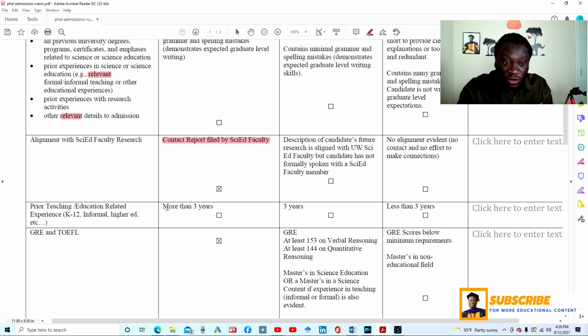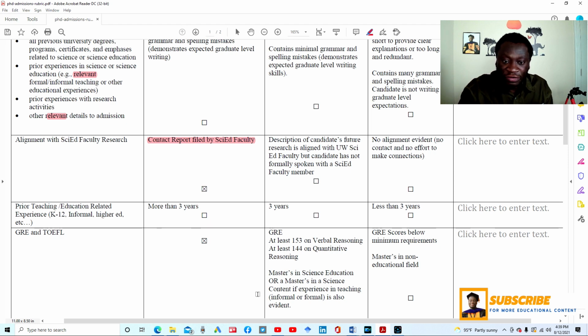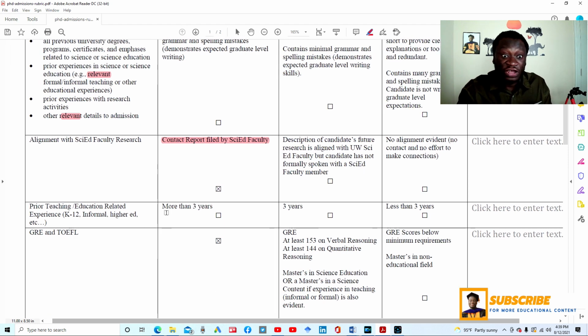Now you can see if you're going to score high, you should have more than 3 years teaching experience. This is not always the case, but I think it's just important for them in this particular field because that's what most graduate students do. And I'm sure they would have explained these things on the department's website. So if you have more than 3 years, you score high. If you have about 3 years, your score will be medium, which is about 2. Then if you have less than 3 years, you score low on this particular point.